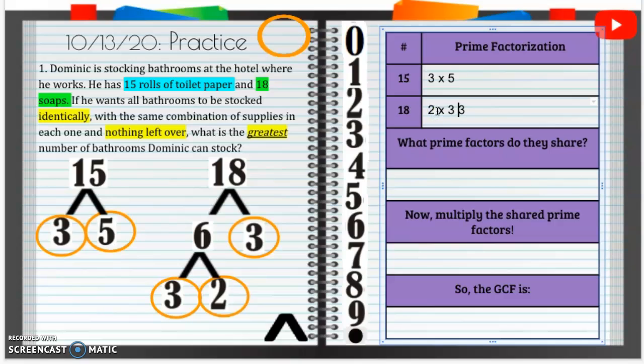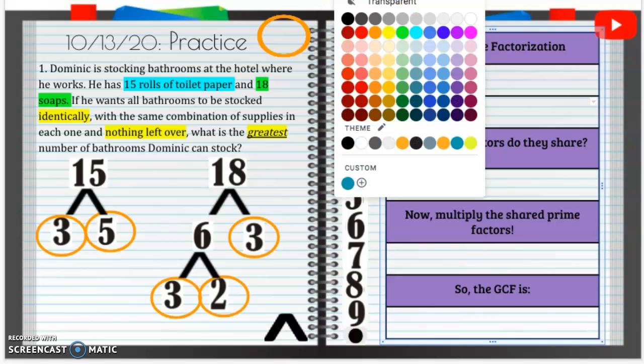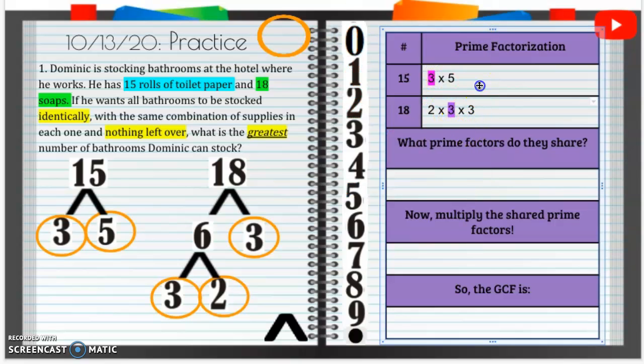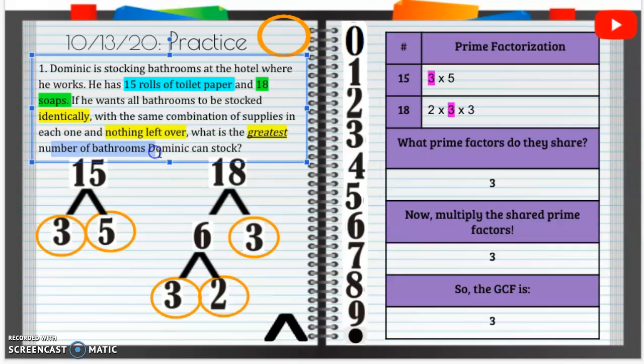Remember, we are multiplying these. Now, what do they share? Do they share a 2? No. What about a 3? Yeah, they share a 3. Let's highlight that. What about another 3? No. Do they share a 5? No. So what prime factors do they share? Oh, only a 3. So we don't even need to multiply them. Our greatest common factor is 3. Now, 3 what? Well, that's the number of bathrooms.